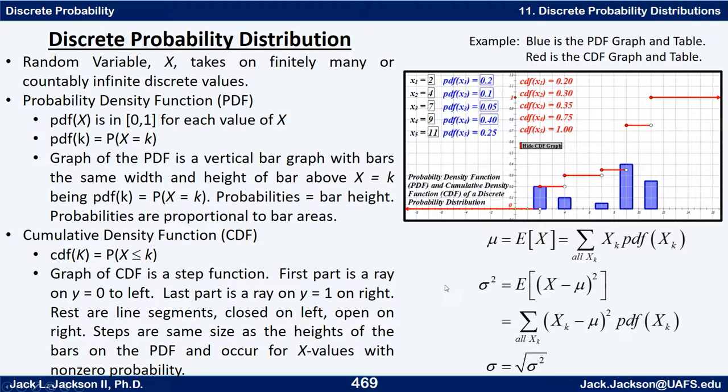So you can see what the graph of a PDF and a CDF looks like in a discrete case. And the mean is the expected value of x. It sums up all x's times the PDF of those x's. The variance is the expected value of x minus mu squared. So once you've found mu, the mean, you take all the x's minus the mean and square them, multiply them by the probability of that x, and add them all up, and you get the variance. Of course, the square root of that is the standard deviation.